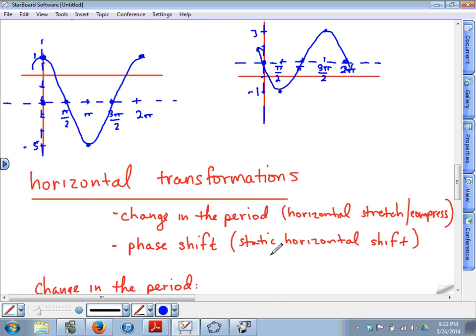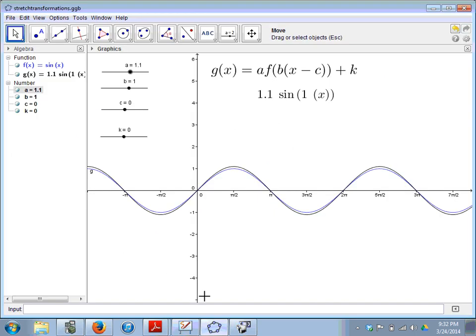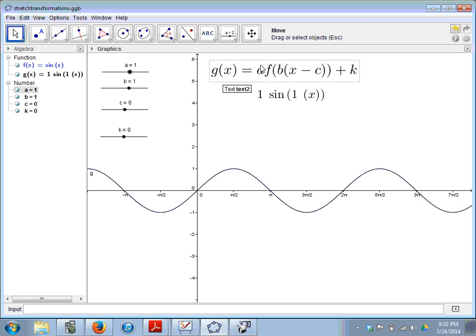So those are the two things we're going to look at. First, we're going to look at a change in the period, and then we're going to look at a phase shift, or a shift that moves the graph to the left or to the right. So going back to this dynamic software here, we've already looked at the effects that A and K have. Those were the two vertical transformations. A affected the amplitude. K was just a vertical shift up or down.